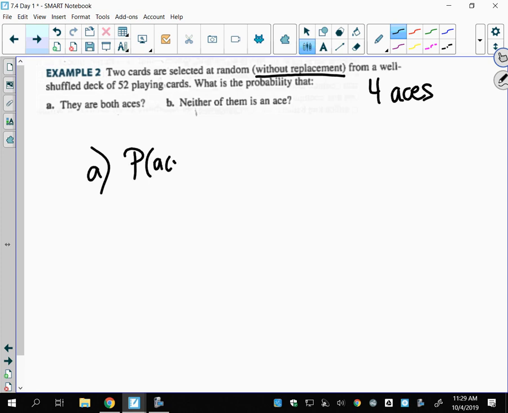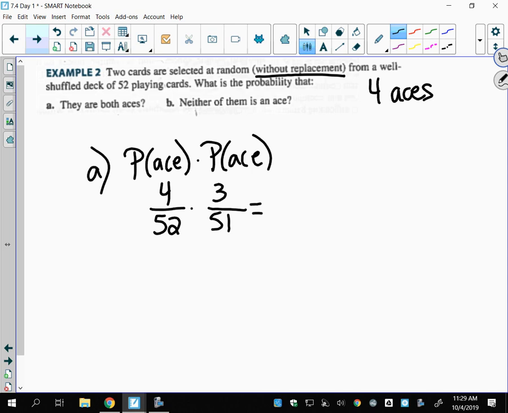So I wrote it like this. I want the probability of an ace, and then I want the probability of another ace. And if I can say the word "and," I know I'm multiplying. How many aces are in the deck? There are 4 aces out of 52 cards in the deck. But I'm not replacing it. So when I don't replace it, there are now only 51 cards in the deck, and only 3 of them can be an ace. I did that on my calculator and got a decimal, which would be about a 0.45% chance.